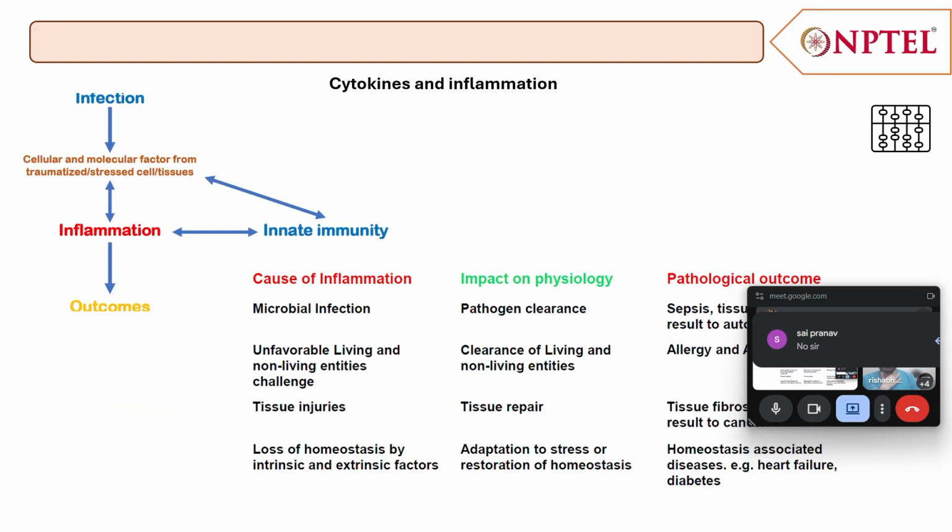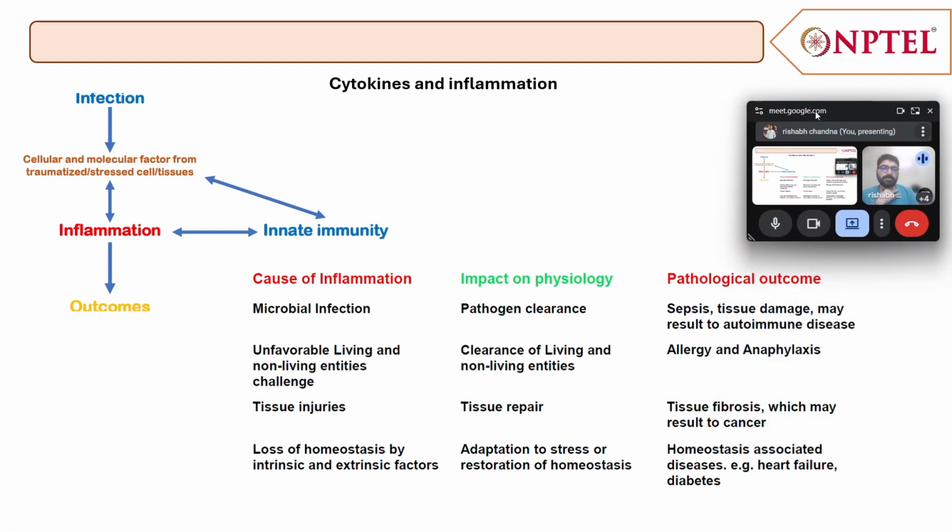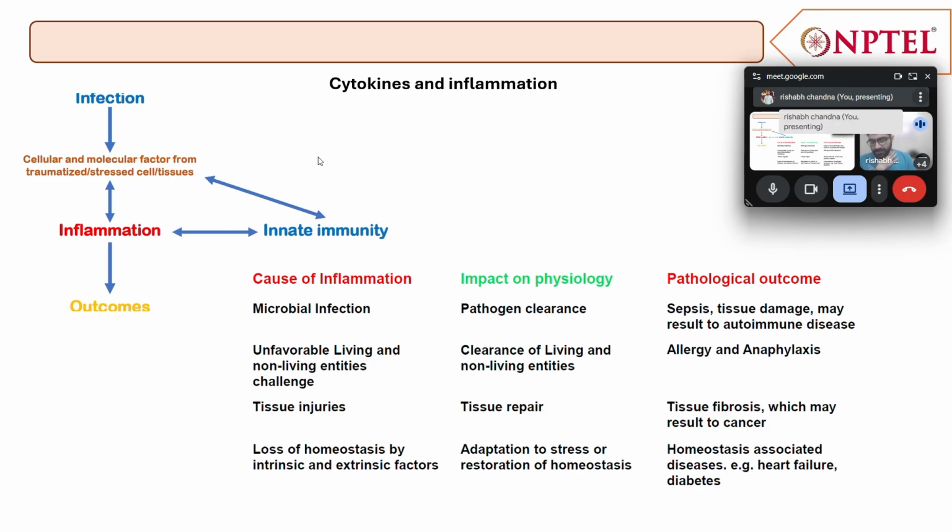Okay, so let's move on to the next thing, that is the inflammation that is associated with the cytokines. Basically, whenever there is infection, it increases the cellular and molecular factors released from the traumatized or stressed cells or tissues. These factors that are released then lead to inflammation. This inflammation can be related to the innate immunity of the cells.